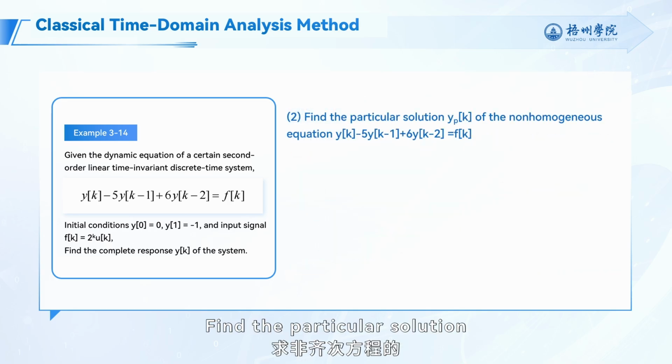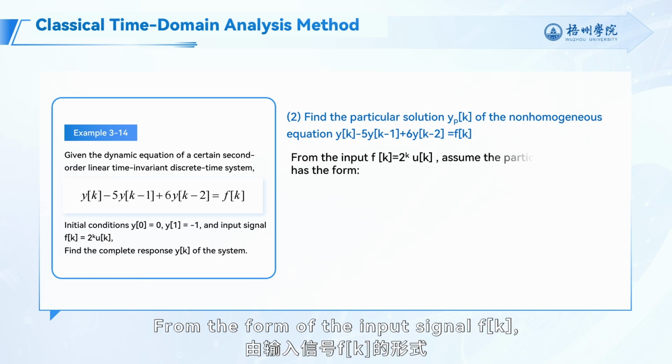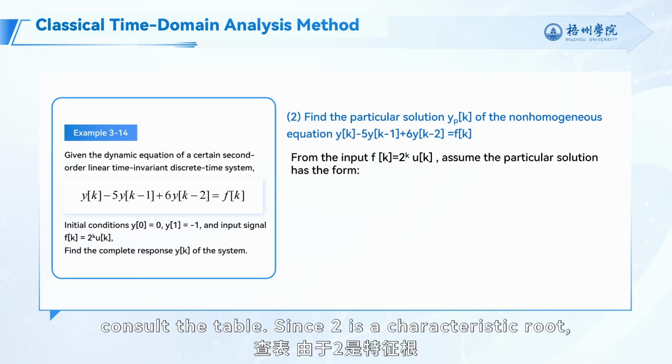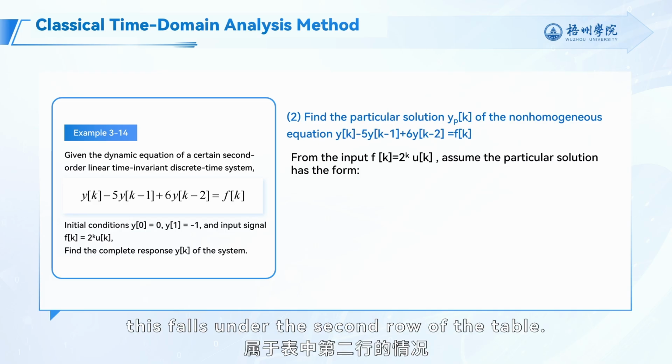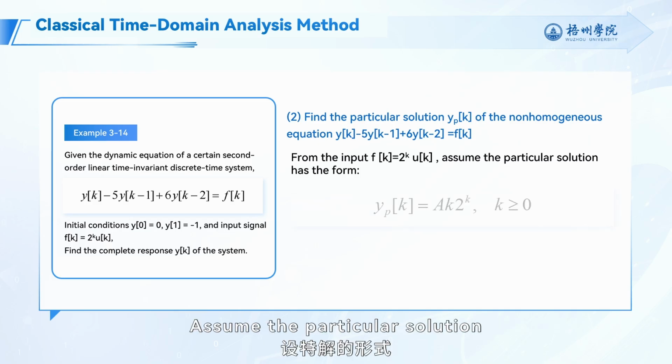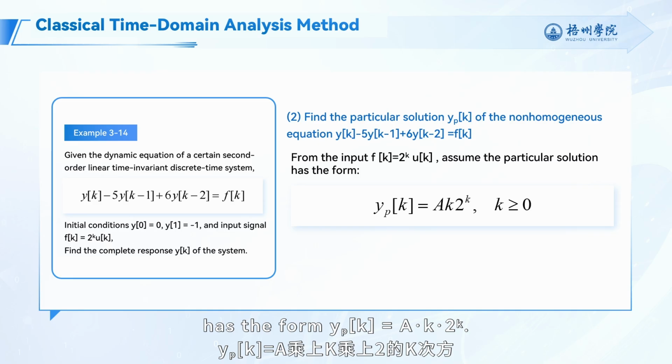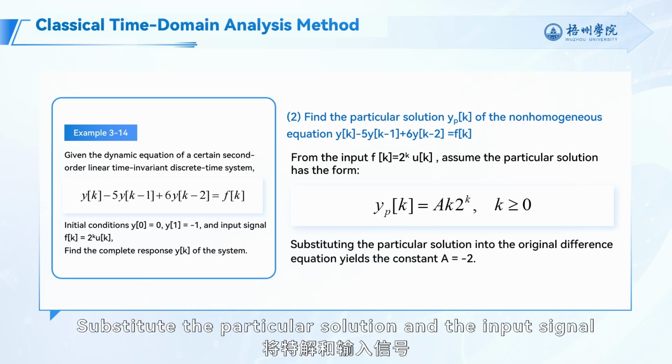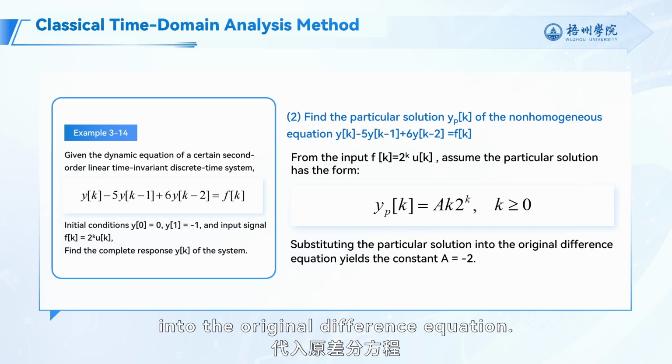Step 2. Find the particular solution of the non-homogeneous equation. From the form of the input signal f[k], consult the table. Since 2 is a characteristic root, this falls under the second row of the table. Assume the particular solution has the form y_p[k] equals a times k times 2^k. Substitute the particular solution and the input signal into the original difference equation.